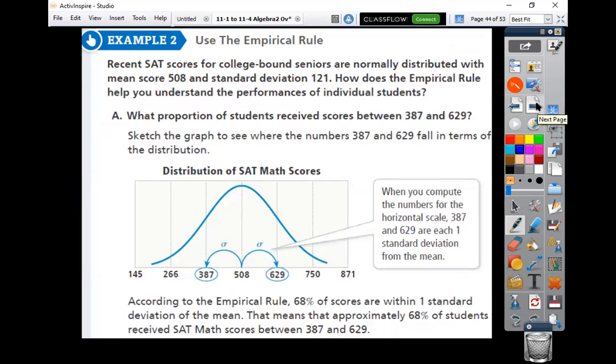All right, recent SAT scores. Now this is a common example that they oftentimes use. It's talking about SATs. You've got a mean of 508 and a standard deviation of 121. So you see your mean here, you see your standard deviation of 121. If you go below the 508 by 121, you'd be at 387. If you go above it, 629. And it says what percent fall between here. With the empirical rule, that's 68%.